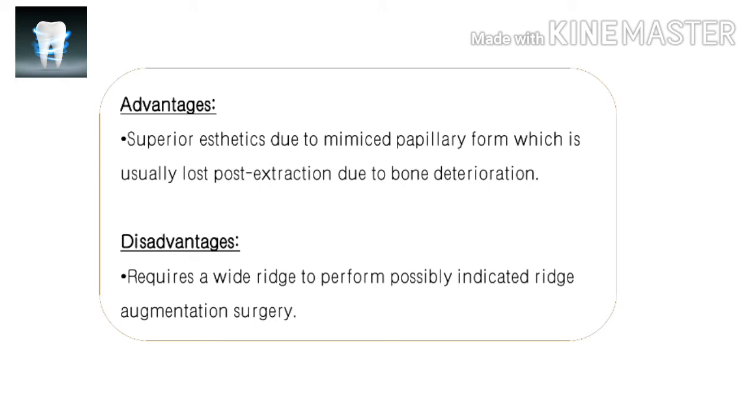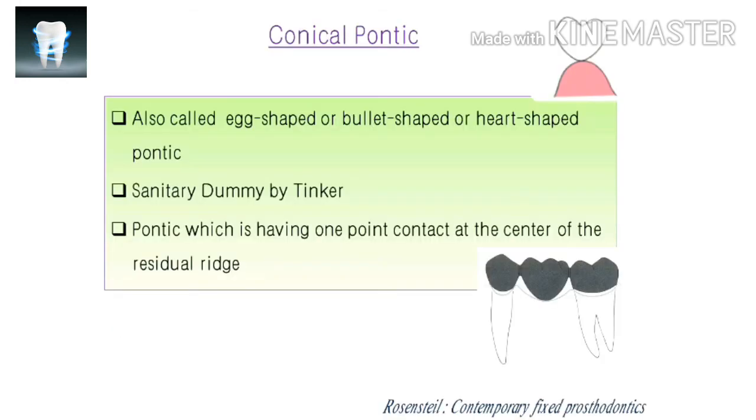Advantages include superior aesthetics due to the mimicked papillary form, which is usually lost post extraction due to bone deterioration, and disadvantages that it requires a wide dry ridge to perform, possibly indicated ridge augmentation surgery. Conical pontic. It's also called egg shaped, bullet shaped or heart shaped pontic.